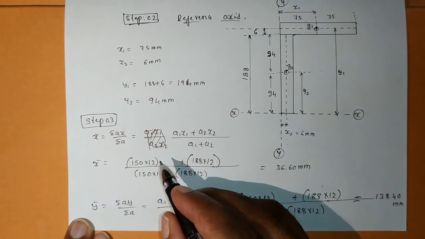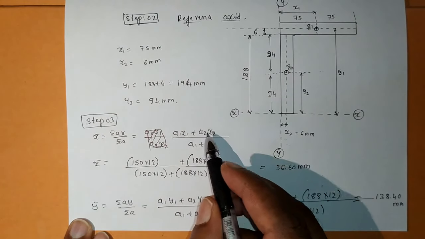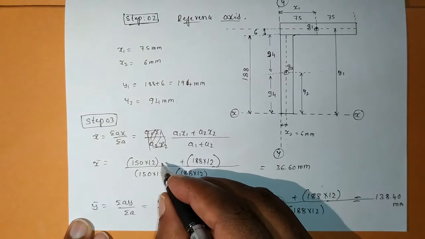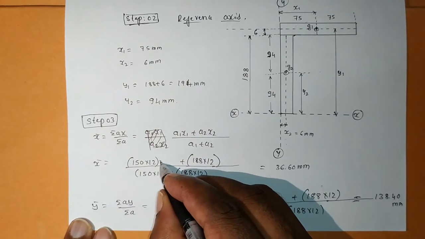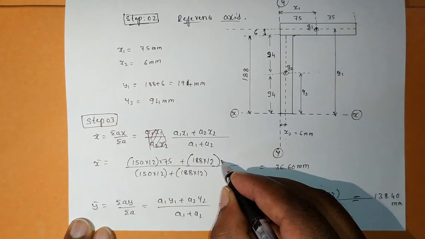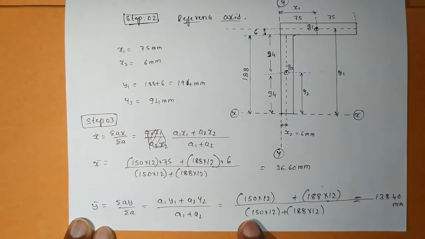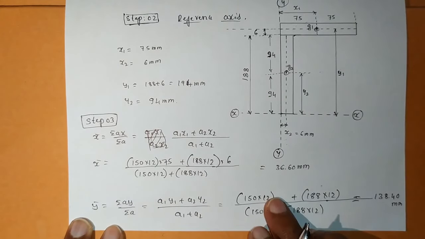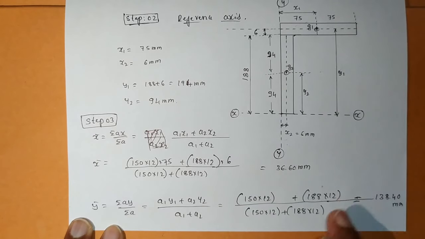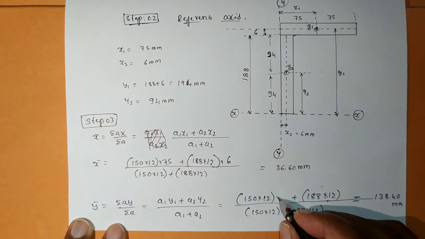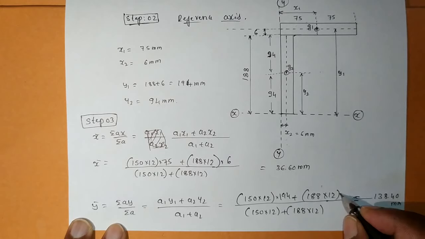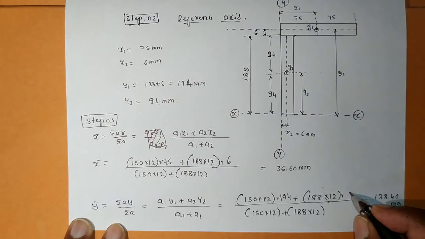After that, let us substitute for x1 and x2. x1 is 75 and x2 is 6 mm. Similarly, substitute for this one. Here we have to substitute for y1 and y2. y1 is 194 and y2 is 94.